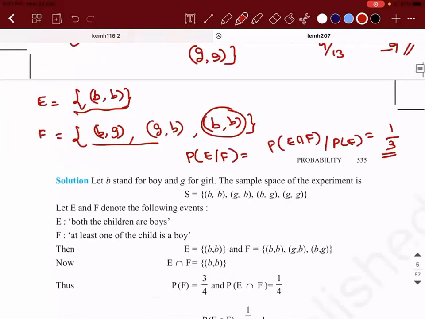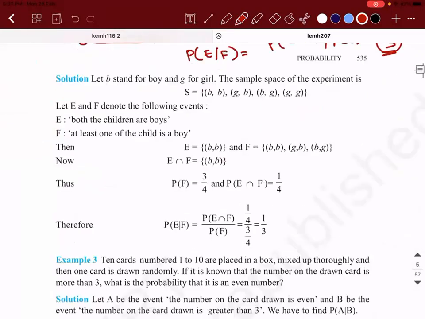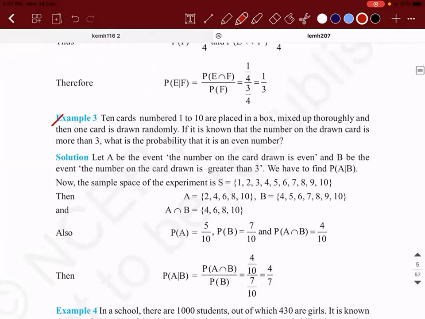Did you understand how I got this 1 by 3? Anybody having any doubt? Yes sir. Got it, sir. Got it right? Okay.